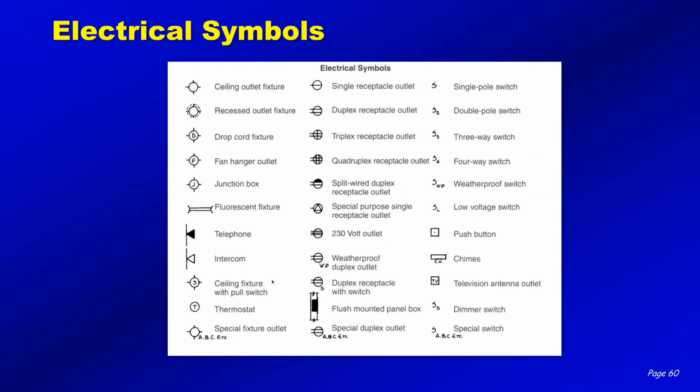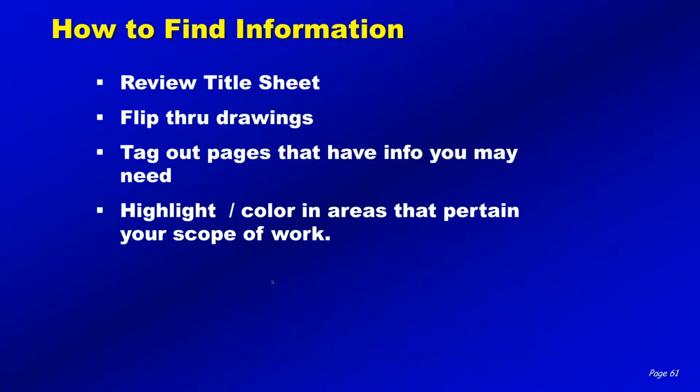electrical type stuff, symbols. So how do I find information on drawings? Well, the most important thing I think is to start off by looking at the title sheet. And this is what I tell all my new students: flip through all the drawings, all of them. Now, if you're a subcontractor, or like you guys, maybe you're out there doing certain things on a job, not the entire project, maybe you want to tag out some of the pages that have the information you need, and then highlight or color those areas in for either your scope of work or whatever type of inspection you're doing.